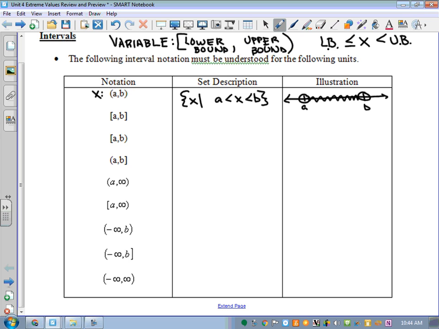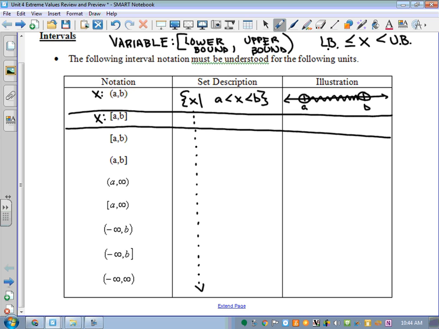When we have the next one, I'm going to write just the inequalities for now. This set description should be present in all of them, but just to save myself a little bit of space, I'm not going to include it. So the second piece, when x is in between a and b with the square brackets, really importantly, all that does is require us to say that x is greater than or equal to a and less than or equal to b. Now on the number line, what that is going to do is switch those open dots to closed dots, to indicate that it's inclusive as well. It can actually be a and b.